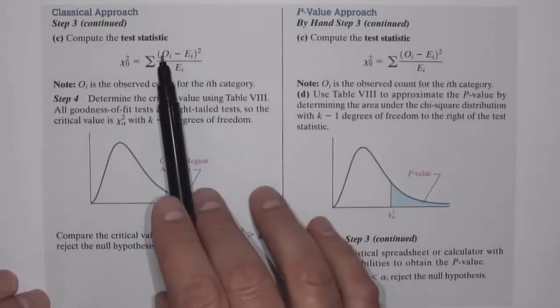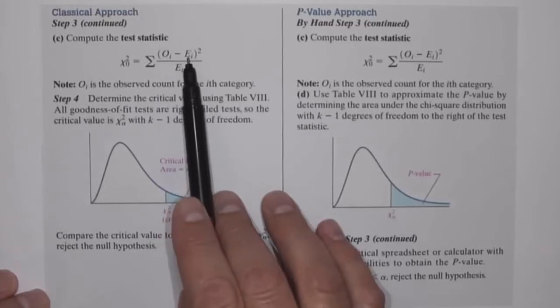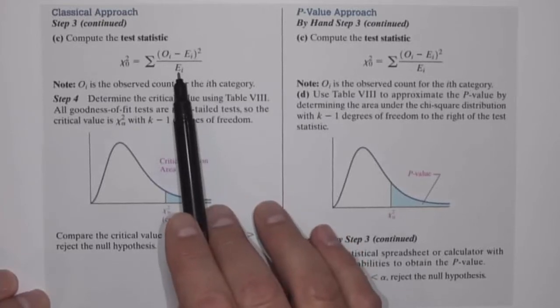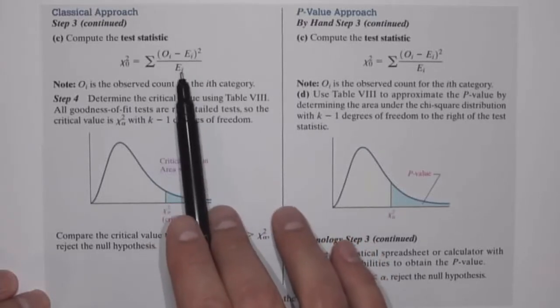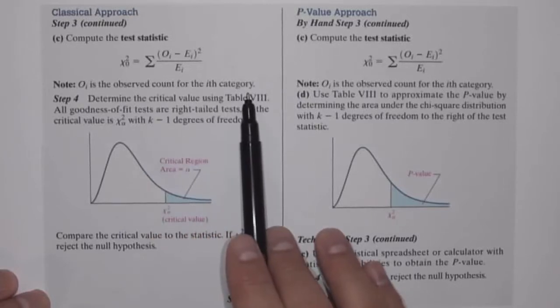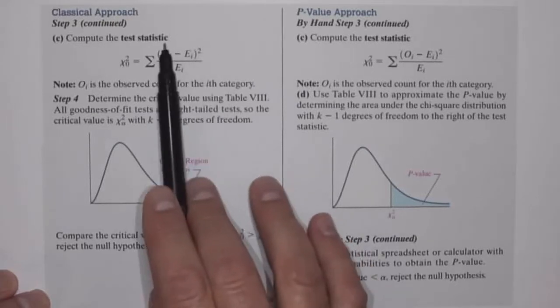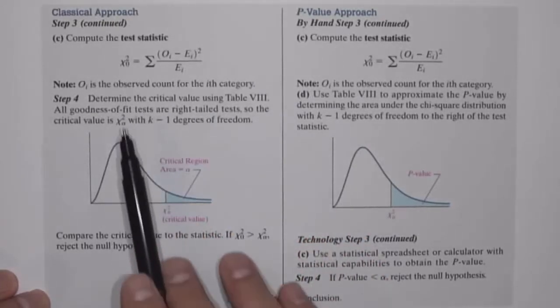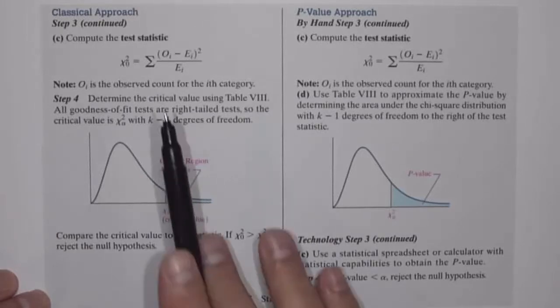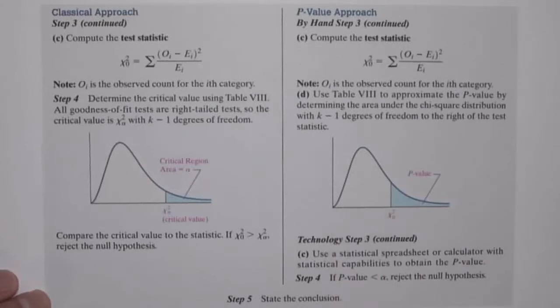For each category, we're going to take the observed counts or the observed frequency and subtract the expected counts or the expected frequency, square that result, and divide by the expected count or the expected frequency of that particular category. Note that O sub I is the observed count for the ith category. So again, observed minus expected squared divided by the expected. So we're going to do that for each category and add that up. That gives us chi-square naught. Again, whether we're using the classical or the p-value approach, that's what we do next.